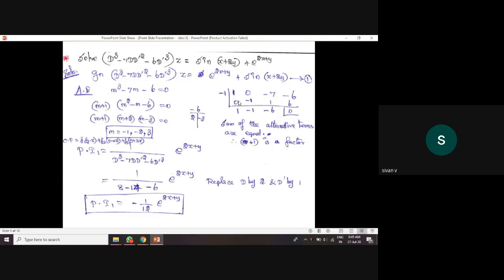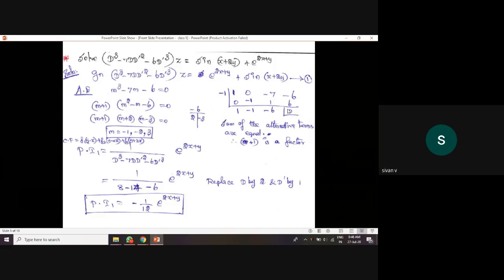by synthetic division. Write the coefficients: m cube coefficient 1, m square is missing so 0, m is there so the coefficient is minus 7, constant is minus 6. Substitute minus 1. The first term always put down, 1. 0 plus 1, 1 into minus 1 is minus 1. Minus 7 plus minus 1, minus 8... minus 1 into minus 1, plus 1, minus 7 plus 1 is minus 6, minus 6 into minus 1 is plus 6, minus 6 and plus 6, 0.